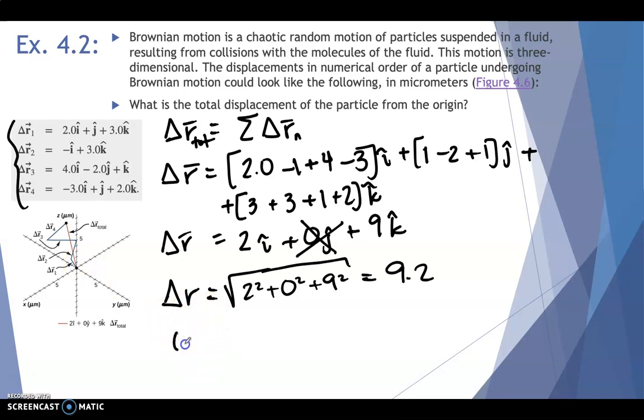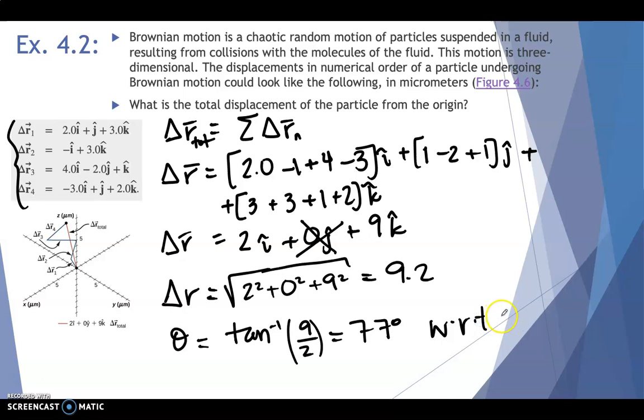And then we can find our direction. Our direction is going to be with respect to the x-axis in the zx plane, so this plane in this direction here. What we'll do is take tangent inverse of 9 divided by 2, and we get 77 degrees, again with respect to the x-axis in the xz plane.